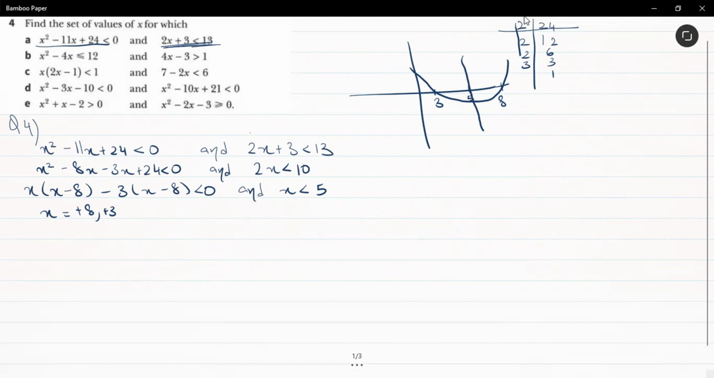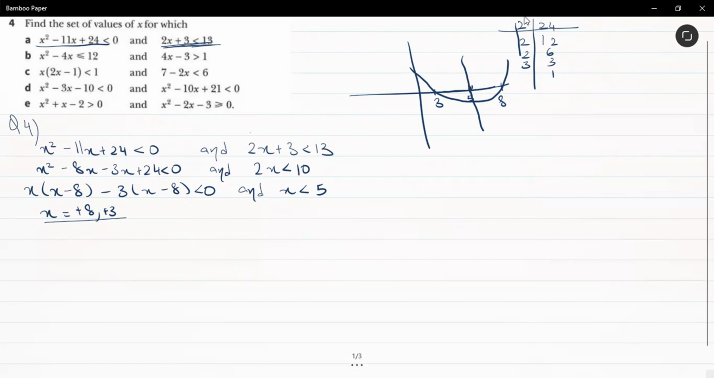Now basically what this question asks us, when it gives us two equations, is to give us the set of values for x for which both of these equations are going to be satisfied. So for example, the first inequality is satisfied when x is between 3 and 8. It's going to be less than 0 between the points 3 and 8. But the second is also satisfied when x is less than 5.